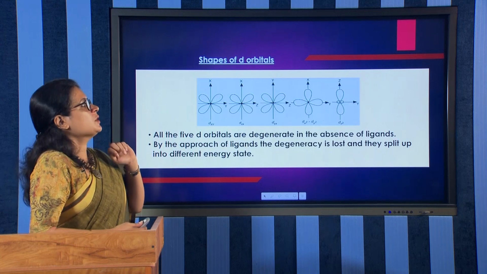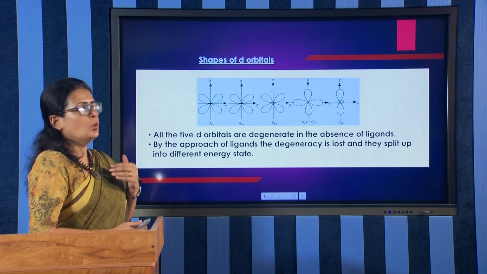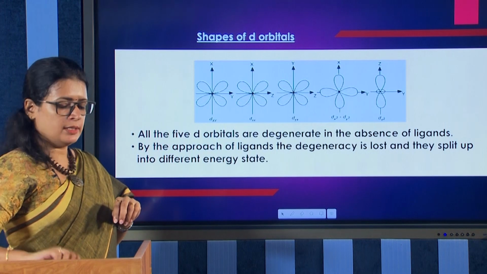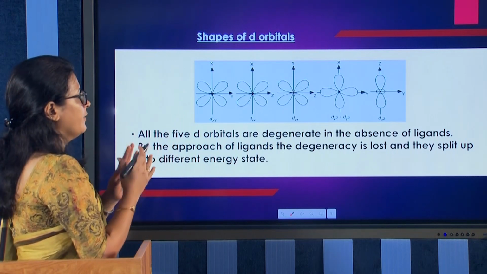See the shapes of the d orbitals. You may be familiar with the shapes of d orbitals from your lower classes. We have 5 d orbitals, and all of them are degenerate. The d orbitals are named dxy, dxz, dyz, dx square minus y square and dz square. Thus we have 5 d orbitals with different orientations.